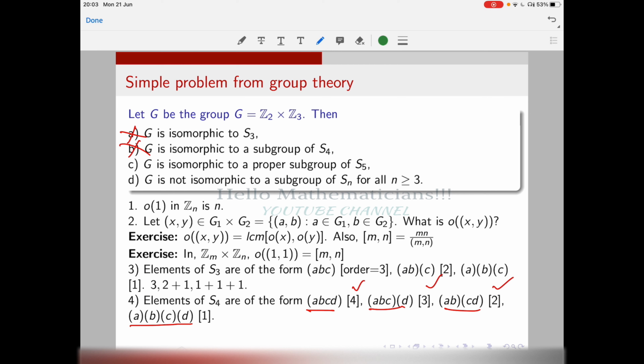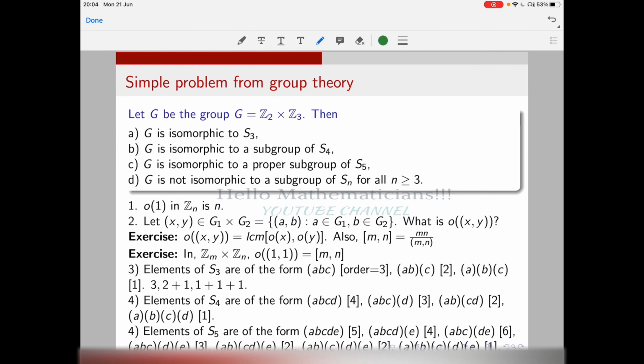Okay, so now let's look at S5. In S5, let's check whether it has an element of order 6. Now in S5, the elements are of the form: if it is a 5 cycle, order is 5. If it is a 4 cycle and a single cycle, LCM of 4 comma 1 is 4. Now here comes our guy. If it is a 3 cycle and a 2 cycle, then what is LCM of 3 comma 2? It is 6. So indeed S5 has an element of order 6.